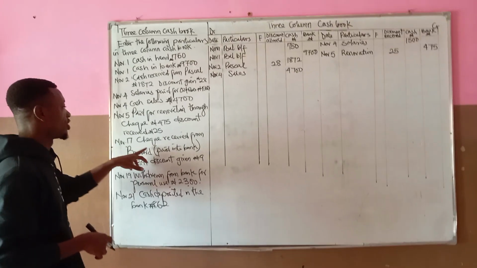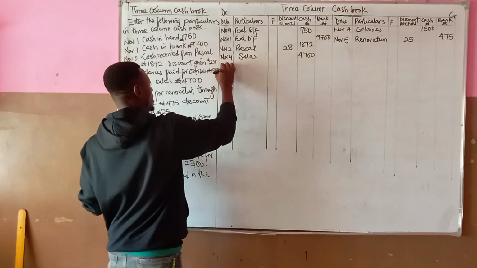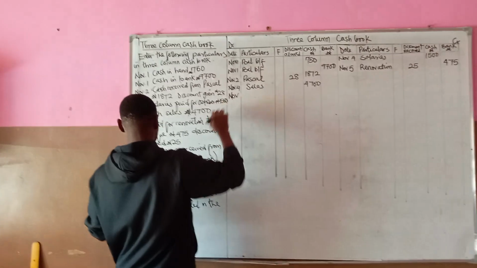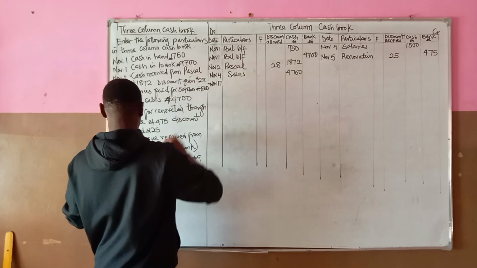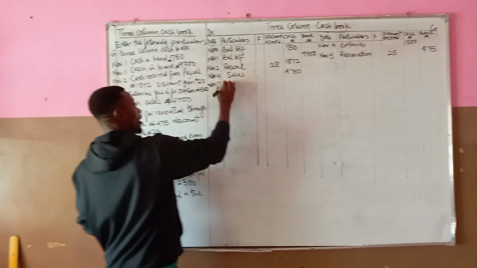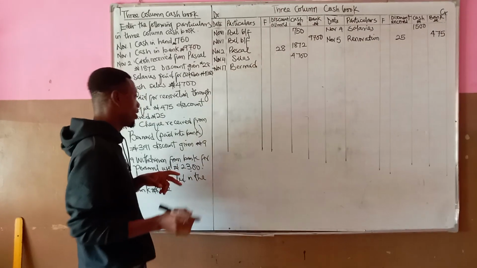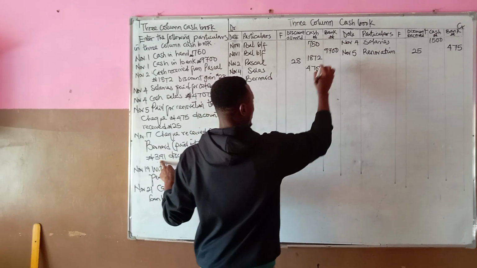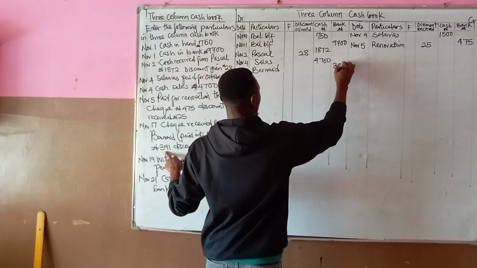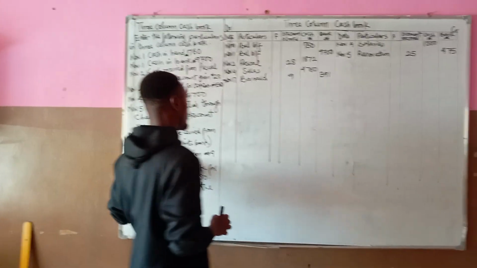November 17, cheque received from Bernard, definitely under our debit side because it is an income. We received from Bernard, and it is a cheque. Definitely, where is it going to? It's going into the bank column. 391 naira, and we gave a discount of 9 naira.